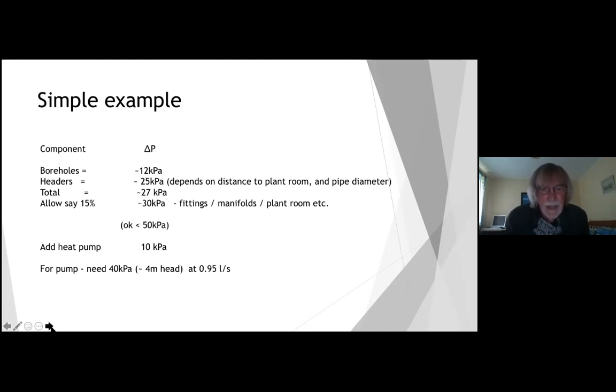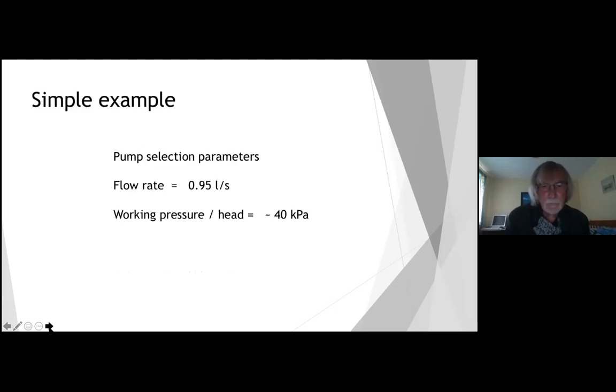We had to add in the heat pump pressure drop, and so we've got a total here of 40 kPa at 0.95 litres a second, which is very livable with. And you go away and select a pump on that basis. That's summarising what you go with, the pump you're going to go and look for.